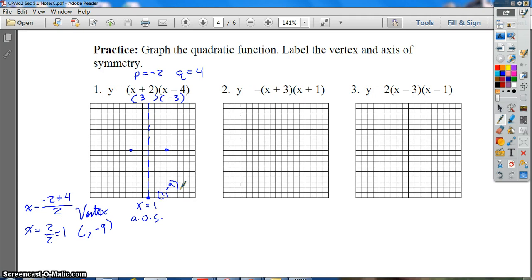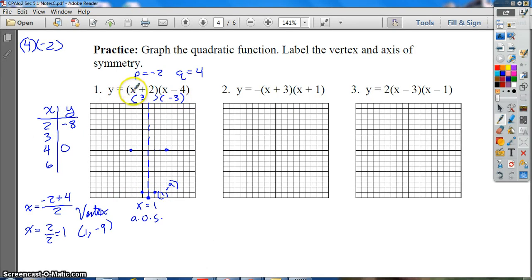All right, let's put in 2. T-chart time. And we put 2, 3. I don't have to do 4, because I already know at 4 we're going to be at 0 by this point, and maybe 6. So if we put 2 in, 2 plus 2 is 4. 2 minus 4 is negative 2. And if you multiply those together, you get negative 8. So we'll be here for 2.